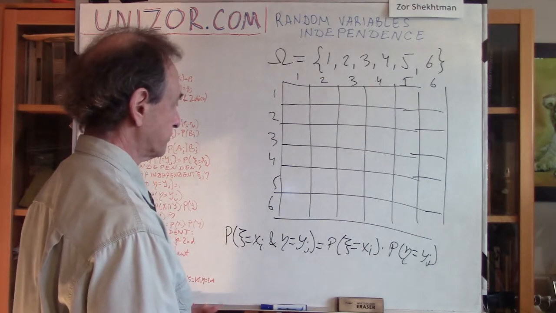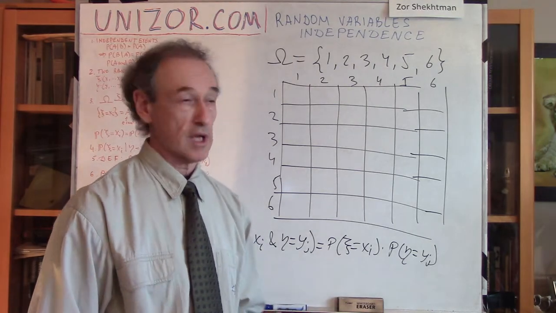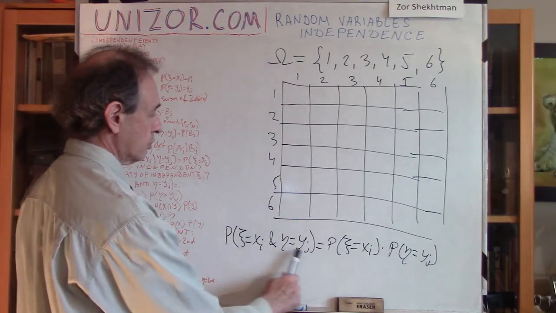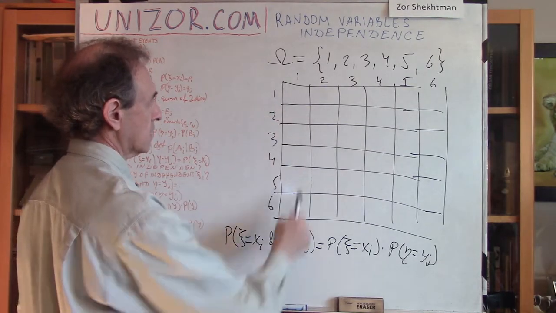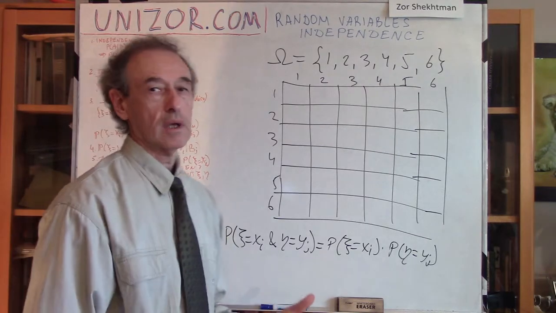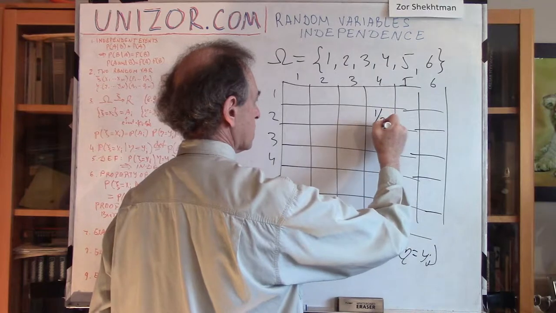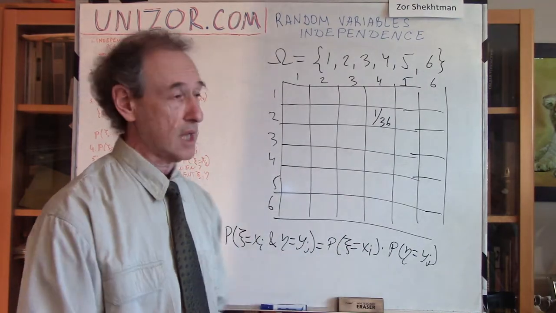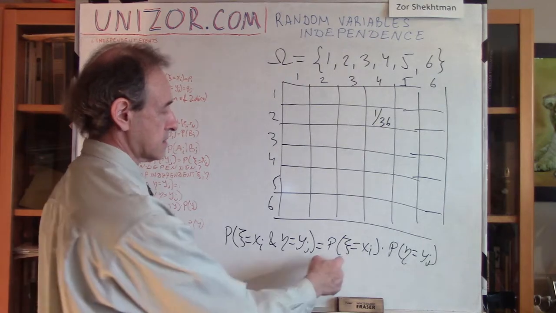So let's think about this particular equation as a characteristic property, and check whether in this particular case it holds. If you take two certain values for xi and eta, where xi is the result of the first die, which is the row number, and eta is the result of the second die, the column number, and you take their combined value, let's say xi is equal to 2 and eta is equal to 4, 2 and 4, what would be the probability of this? Obviously 1 over 36, because we are rolling two dice, and the chances of all the pairs must be the same, right? So this is 1/36.